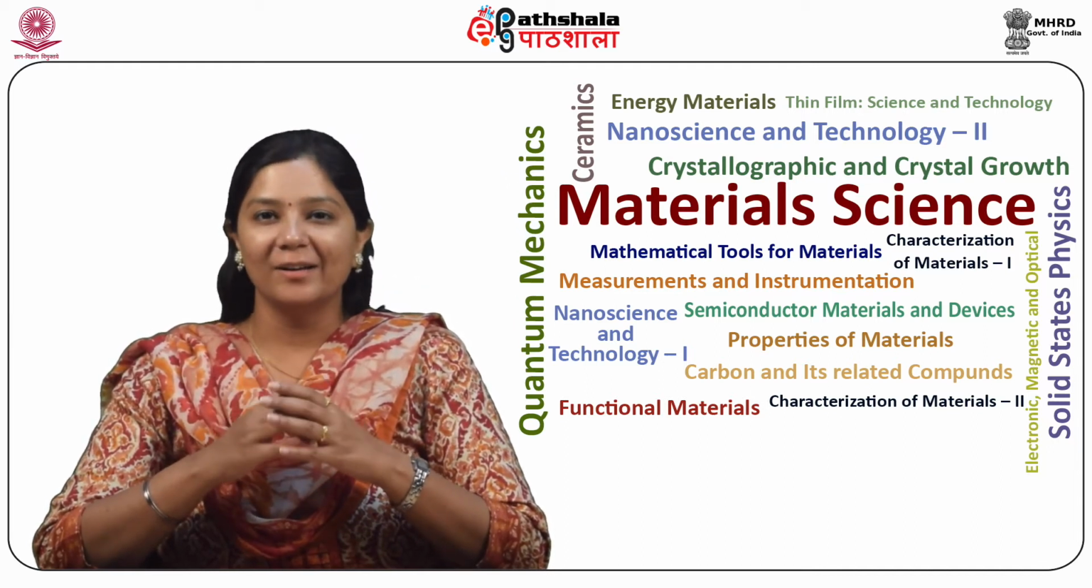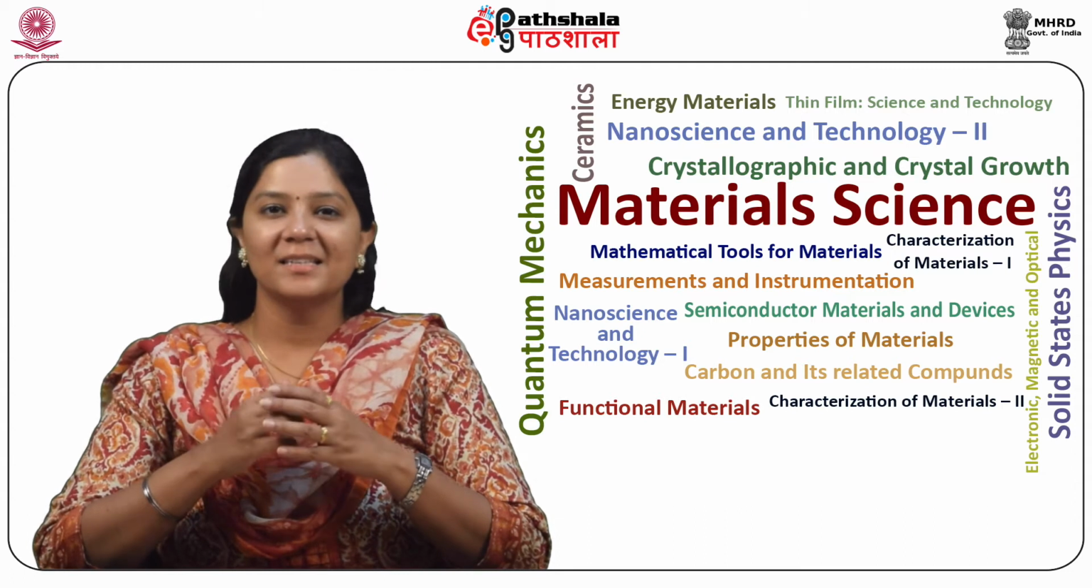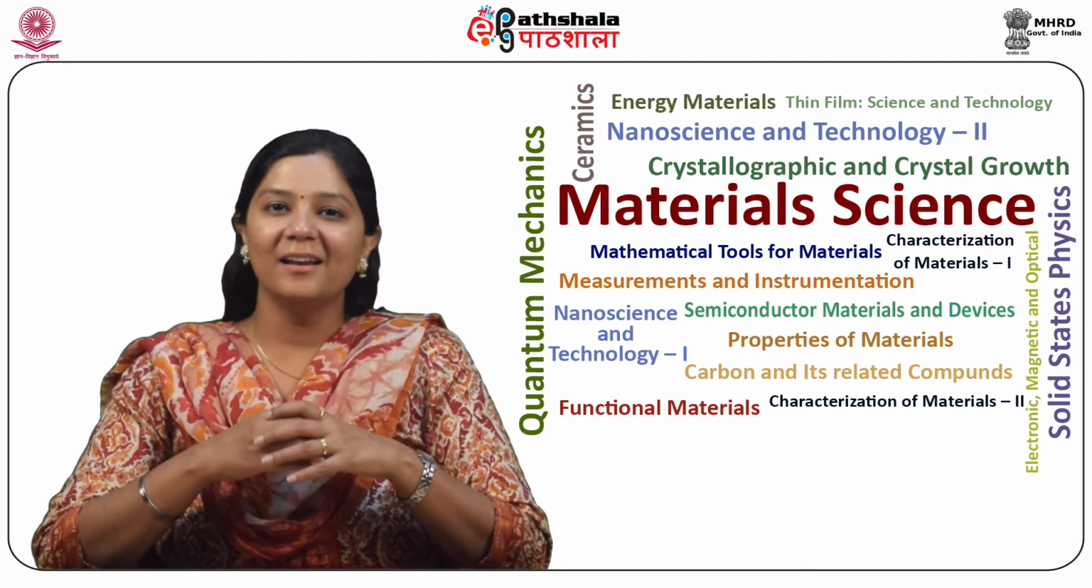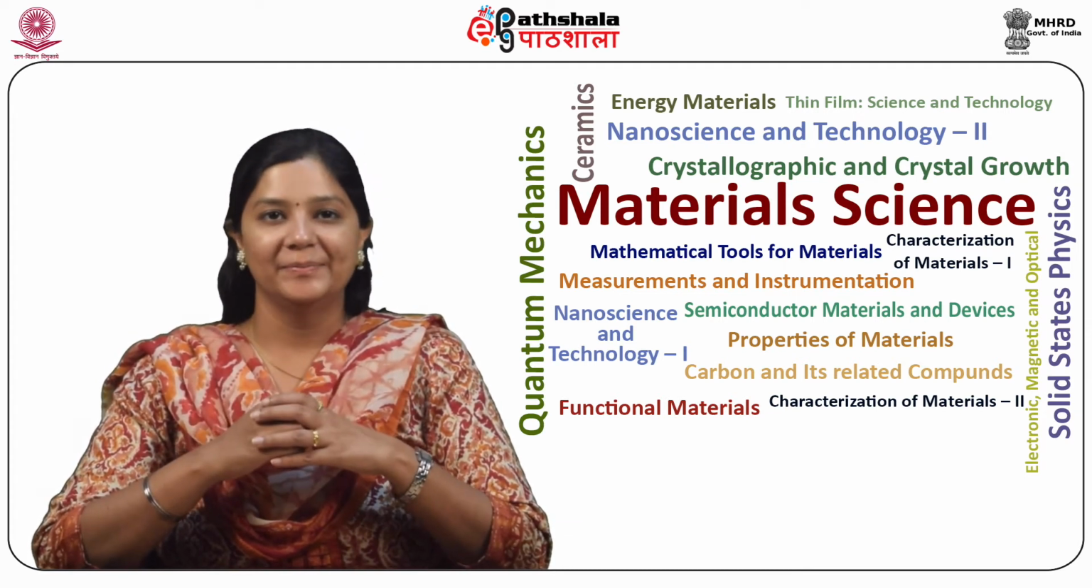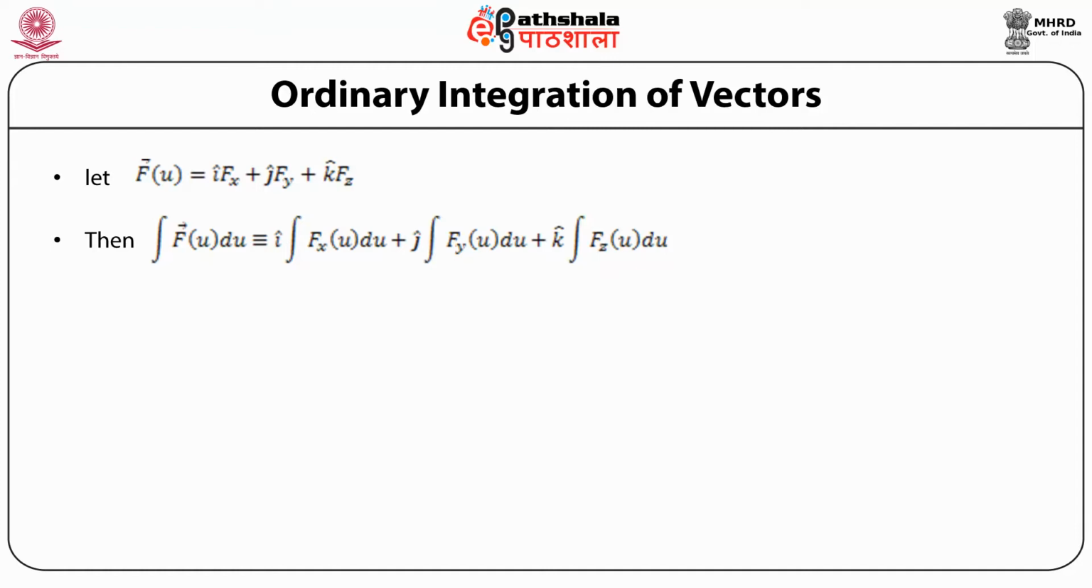We first define the ordinary integral of a vector quantity. If f is a vector function of a single scalar variable u, its integral over u is defined like the integral of a function of one variable. Let f(u) equals i cap fx plus j cap fy plus k cap fz, then integral of f(u) du is equal to i cap integral of fx(u) du plus j cap integral of fy(u) du plus k cap integral of fz(u) du, which is the indefinite integral of f(u).